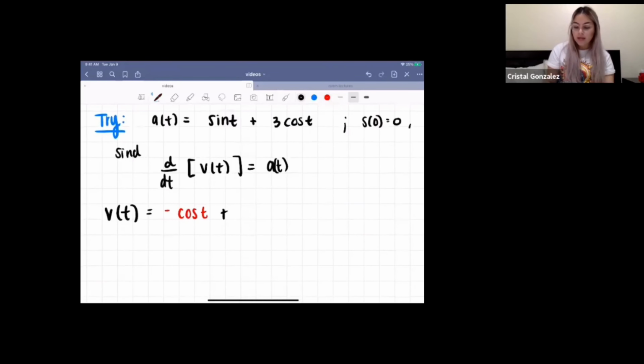And now my antiderivative of cosine t is positive sine t. So I'm going to do 3 times sine of t. And I'm just doing this in a different color so that you see where I took the antiderivative, and we need that plus c value.